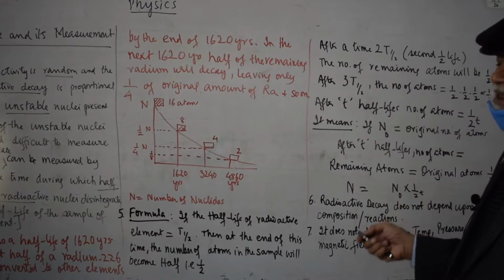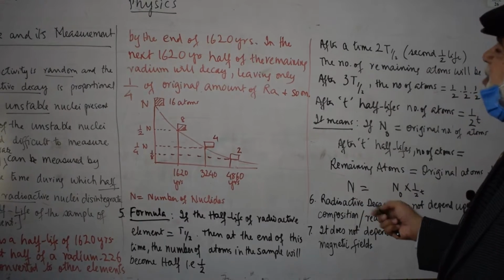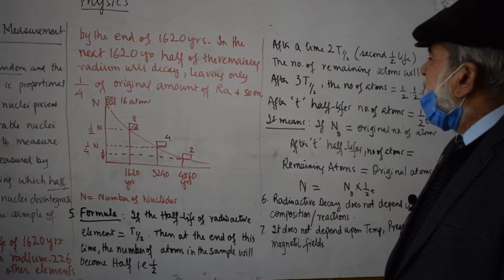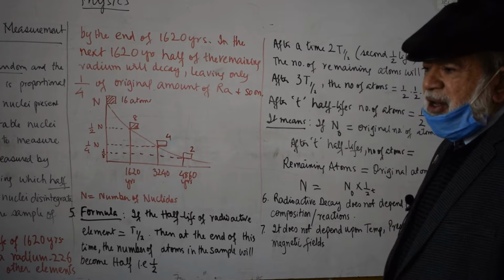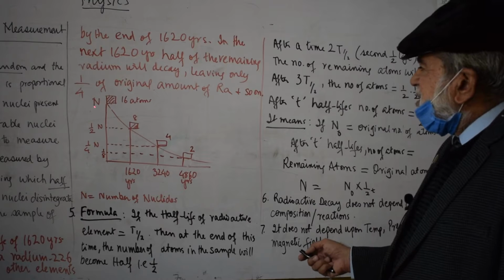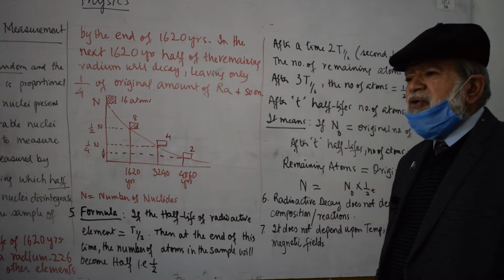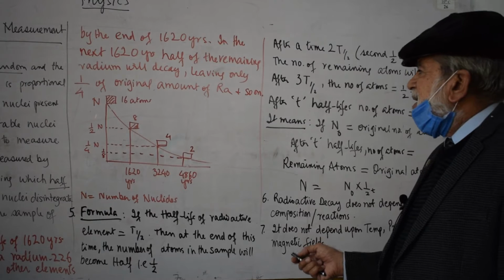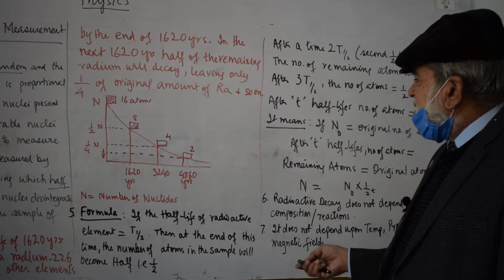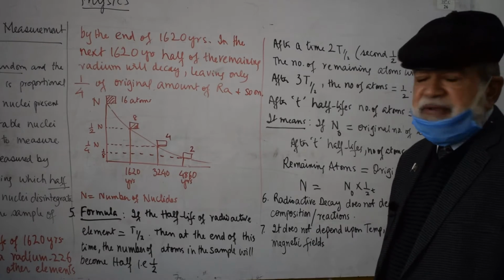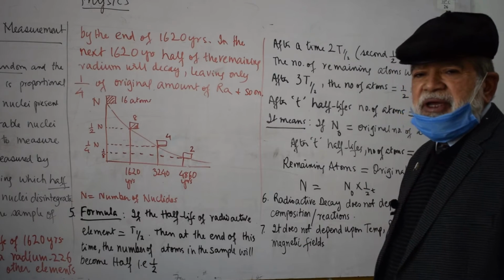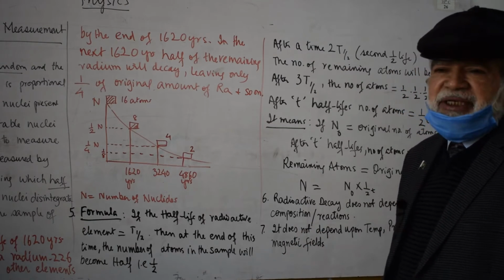That is, in the next 1620 years, half of the remaining radium will decay, leaving only 1/4 of the original amount of radium present, and so on. This can be explained with the help of a diagram. Suppose N is the number of nuclides that are decaying, and on the x-axis we have taken the number of years. If 1620 years are taken for half of the sample to decay, let's suppose that in the beginning there were 16 atoms.